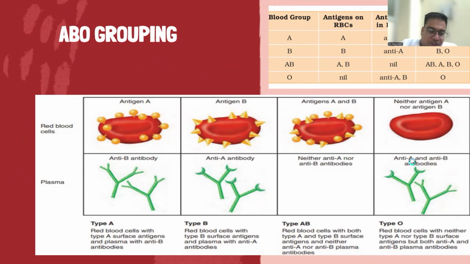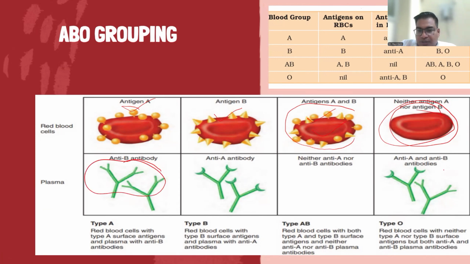In this image, the further explanation of the presence or absence of antigens can be seen. Here is the antigen A, here is the antigen B. In case of AB blood grouping, both the antigens are present. In case of blood group O, no antigens are present. The respective antibodies will be absent in case of AB blood grouping, and both the antibodies A and B will be present in case of O blood group.